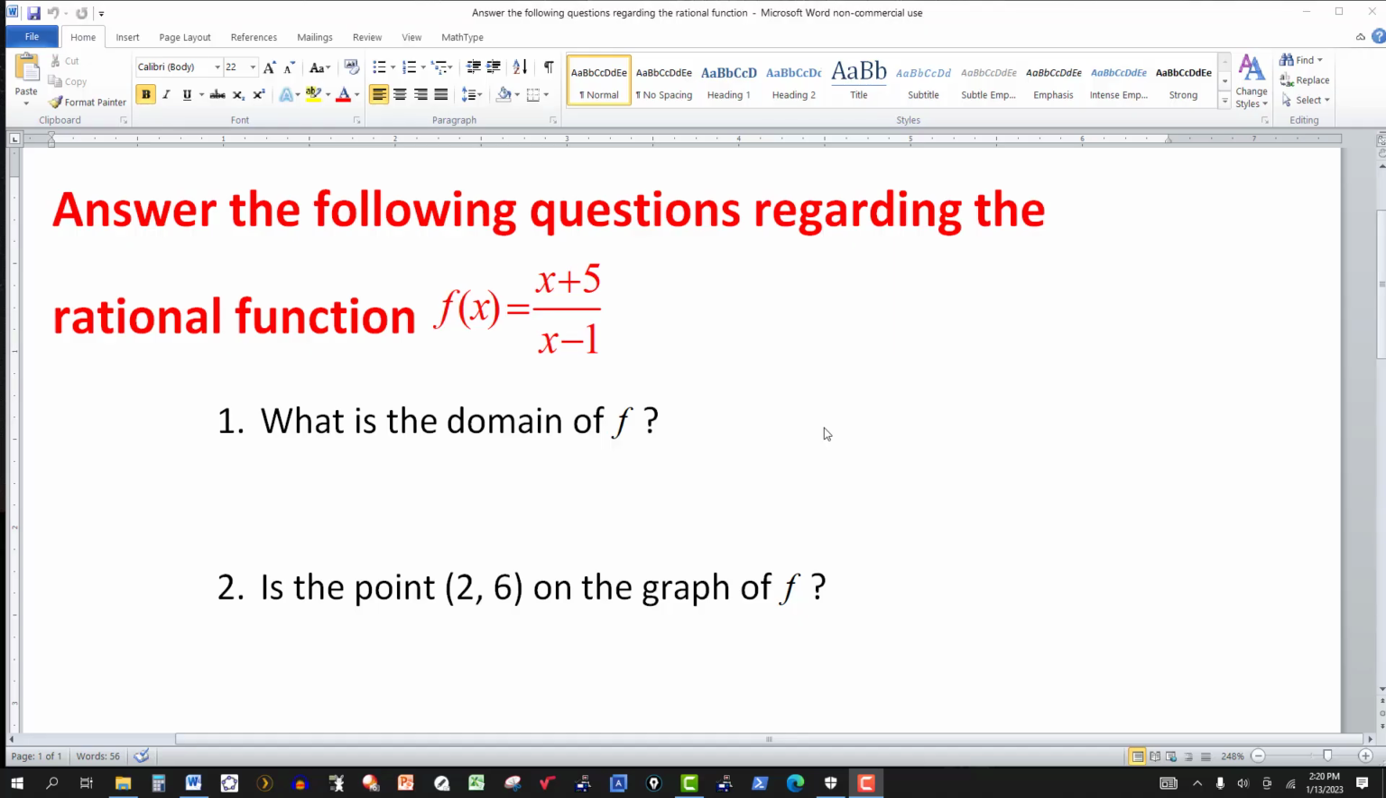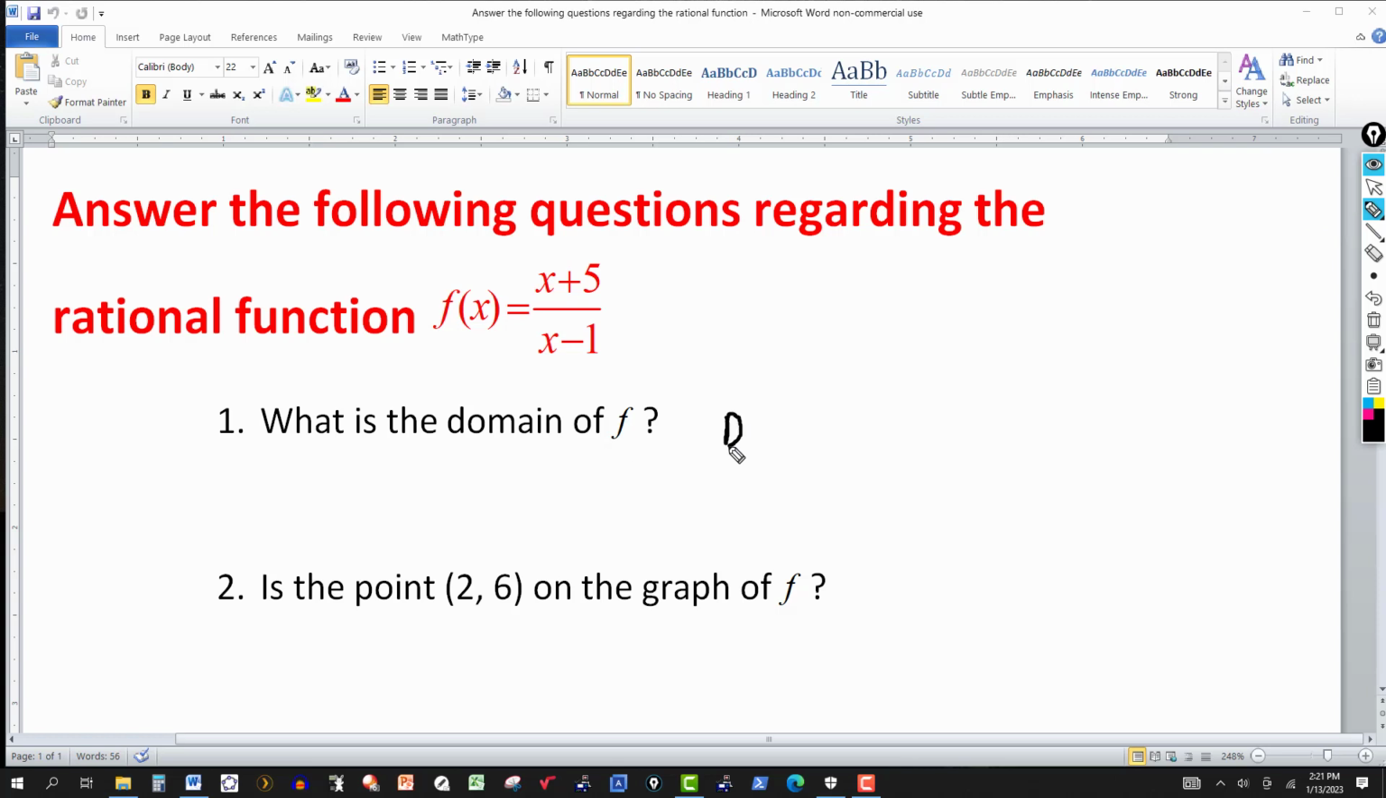In this video we have some questions to answer regarding this rational function here. As usual, you can pause the video and see if you can go through these. We have the rational function f of x is equal to x plus 5 over x minus 1. And the first question is, what is the domain of the function f?